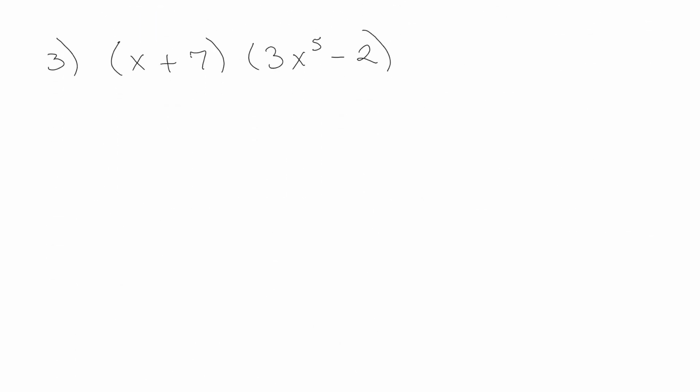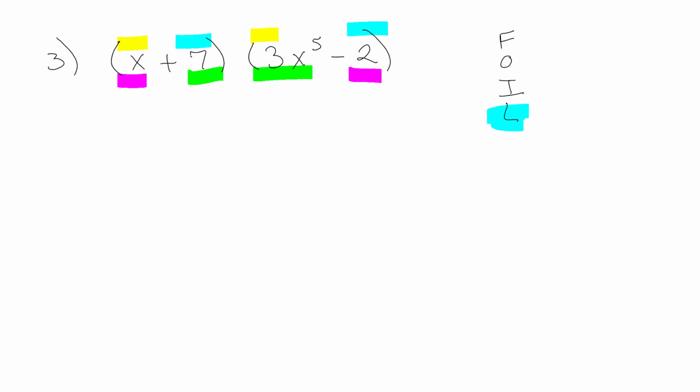All right, last one. I'm going to go ahead and use the FOIL method because I imagine a lot of y'all did, and we've already solved it the other way for those previous two examples. So we have first, outer, inner, and last. First, outer, inner, last. So the first two together, do another different color.